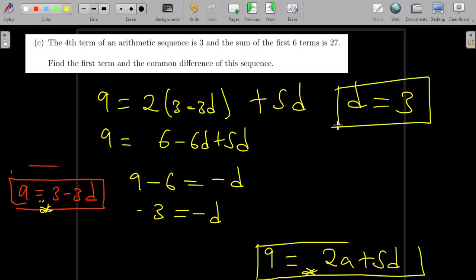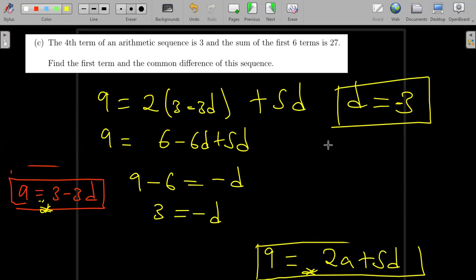Or maybe I've made a mistake. Okay, yeah, I made a mistake here, because this one here has to be positive like this, because 9 is bigger than 6. So 9 minus 6 should just be 3, not minus 3. Then here I have minus d. So I divide both sides by minus 1. So it means d will be minus 3.